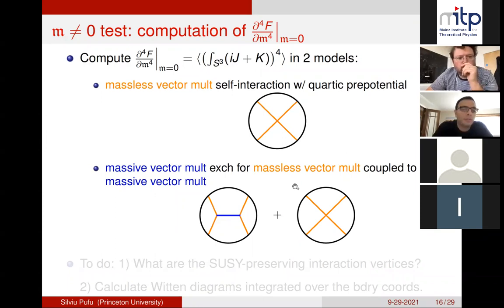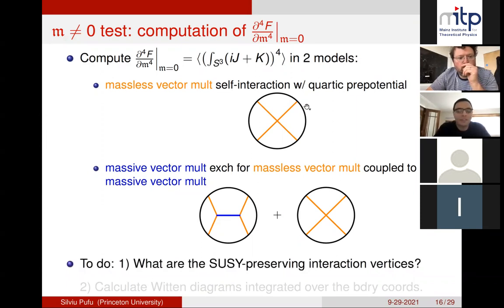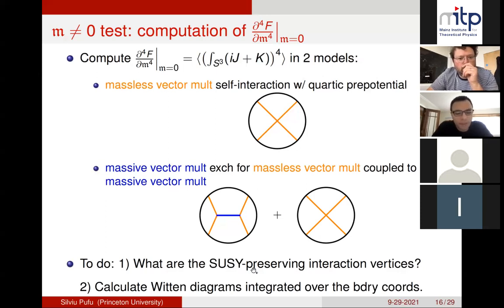But of course, there's a problem when you want to do a test like this. The problem is that you actually have to write down an action in the bulk that's supersymmetric. The question is, what are the supersymmetry preserving interaction vertices? And also one has to calculate the corresponding Witten diagrams and integrate them over the boundary. And the second point is easier than the first.